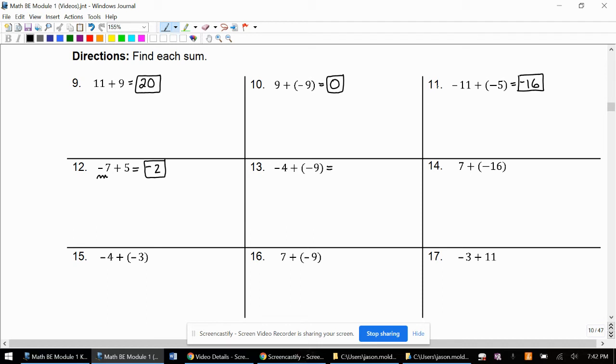13 is kind of like 11. I'm adding up 2 negatives. They're going to stay negative. Negative 13. 4 plus 9 is 13.